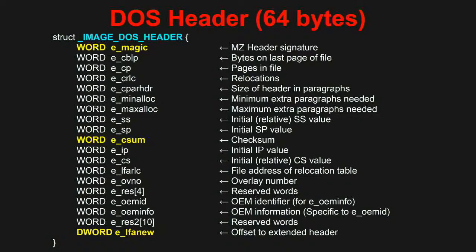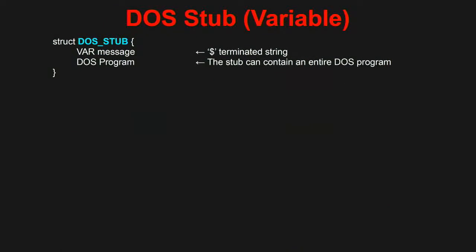And the e_lfanew field points to the offset of the extended header. This is where the actual PE file begins, for the most part. The DOS stub. Now, how many of you participate in Flare-On challenges by FireEye?